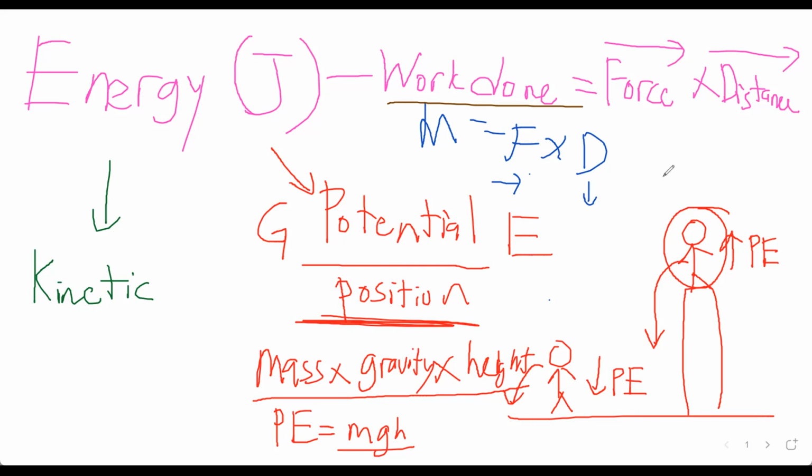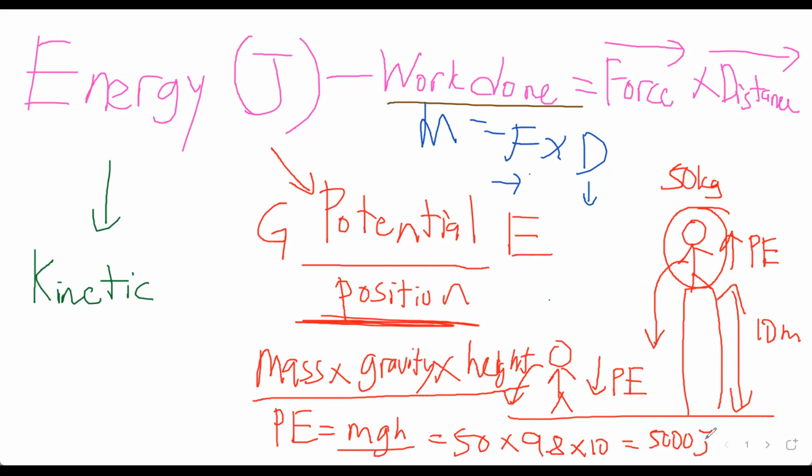For example, if this guy here is 50 kg, and he is standing at a height of 10 meters above the ground, then we can calculate the potential energy as 50 multiplied by gravity, which is 9.8, multiplied by 10. Press this in your calculator and you'll end up somewhere around 5,000 joules. Yeah, 4,900 something. Oh yeah, 4,900 joules. So this will be the gravitational potential energy.